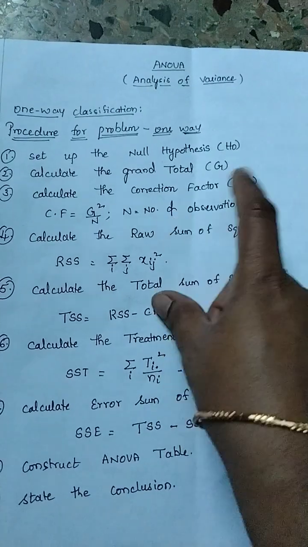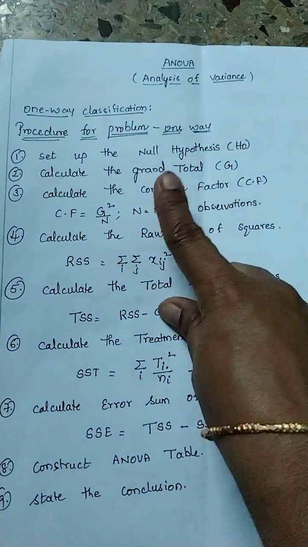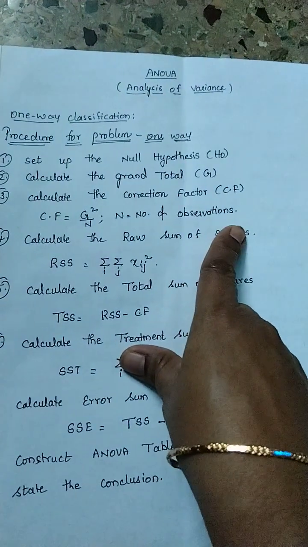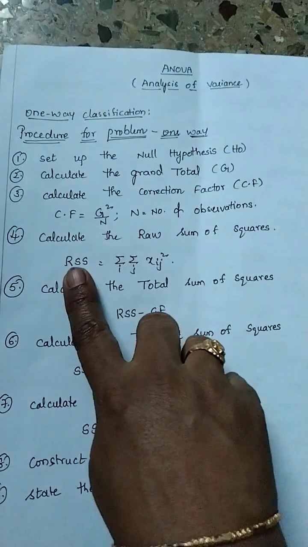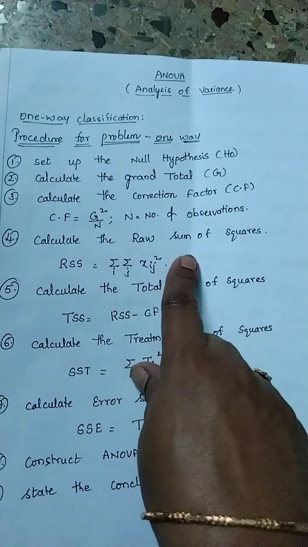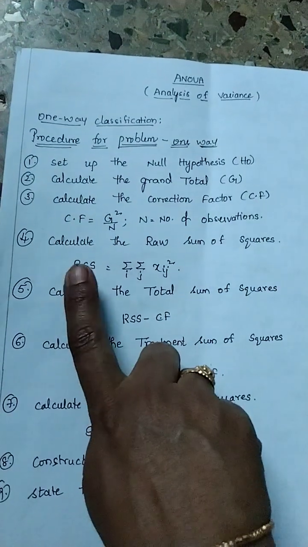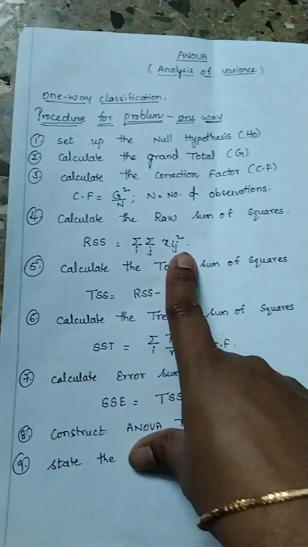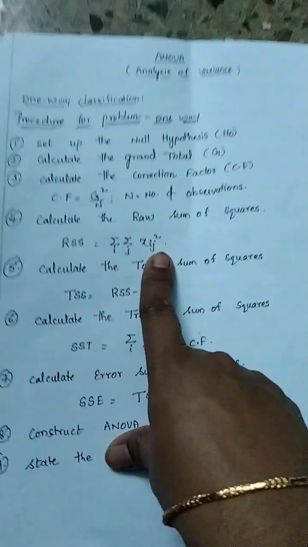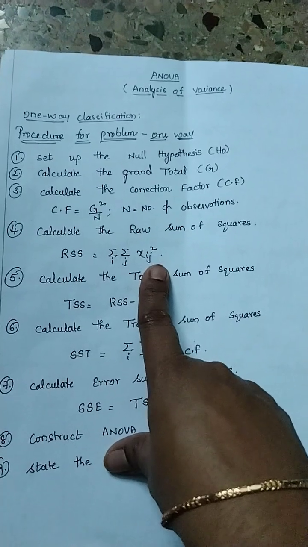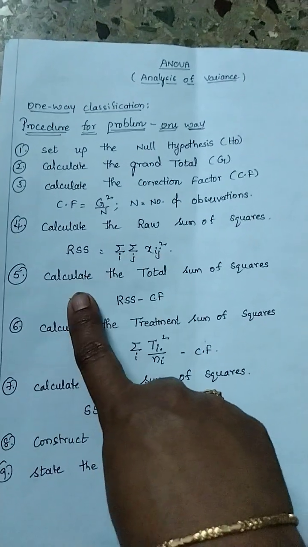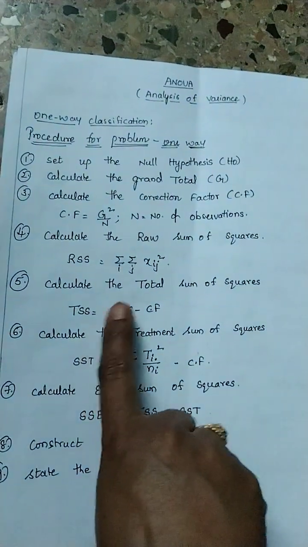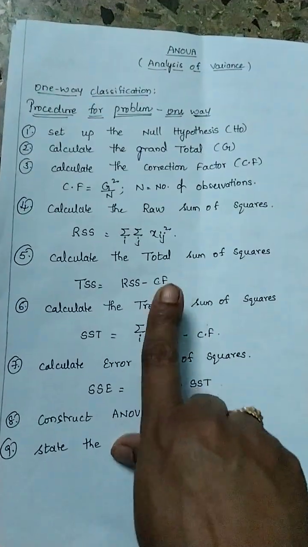Calculate the correction factor. Correction factor formula is G square by capital N, where N is nothing but the total number of observations. The fourth step is calculating the raw sum of squares, where RSS is equal to summation i summation j x ij square, where each and every term will be squared and added. Then calculate the total sum of squares, where TSS is equal to RSS minus correction factor.